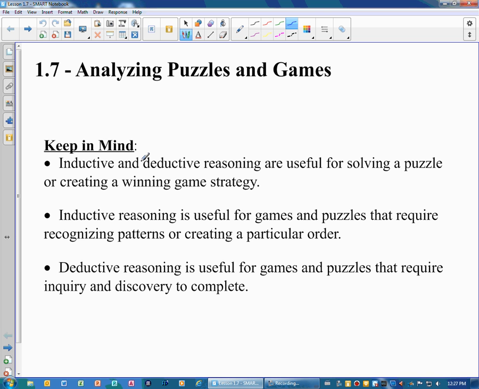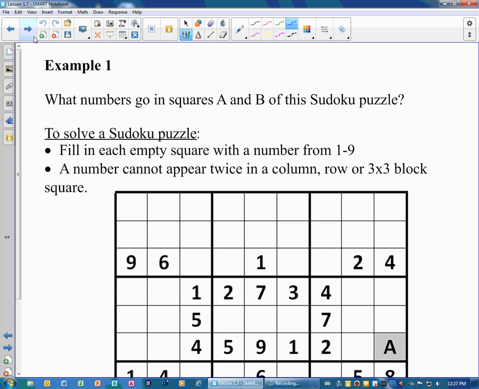So it says keep in mind that inductive and deductive reasoning are useful for solving a puzzle or creating a winning game strategy. Remember, inductive reasoning is examples, where deductive can kind of cover any kind of situation that you can think of. Inductive reasoning is useful for games and puzzles that require recognizing patterns or creating a particular order, but deductive reasoning is useful for games and puzzles that require inquiry and discovery to complete. So remember, inductive is like the exact thing that's happening in front of you, where deductive is using a pattern.